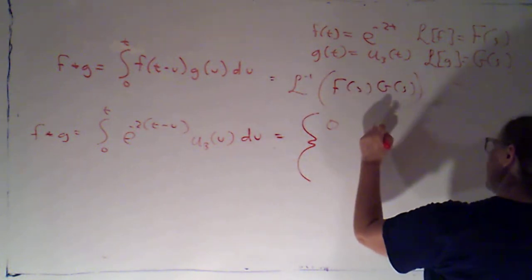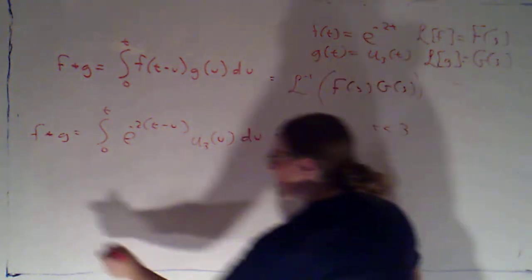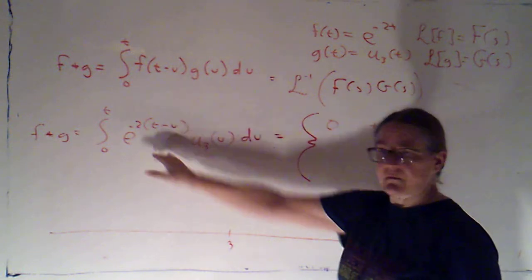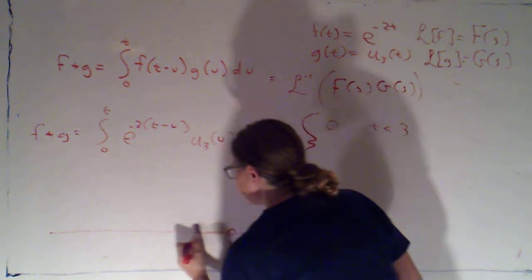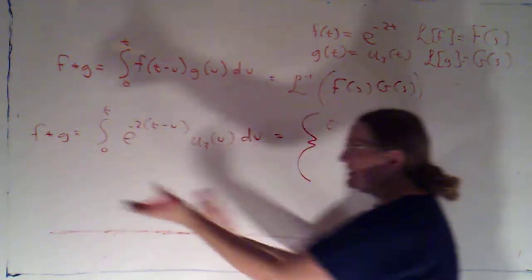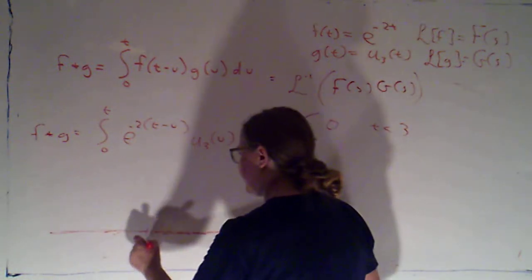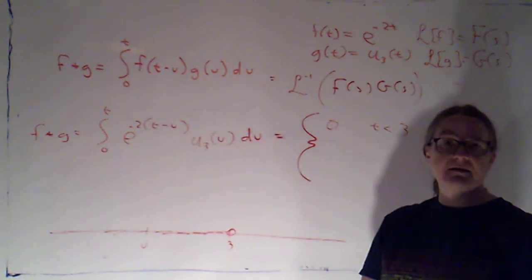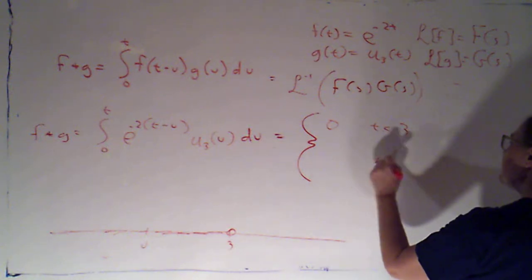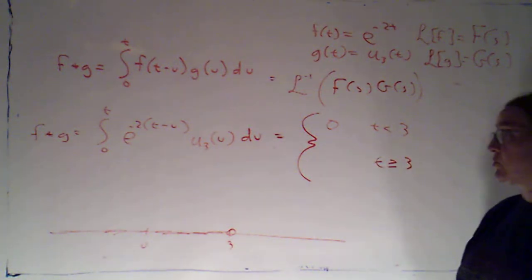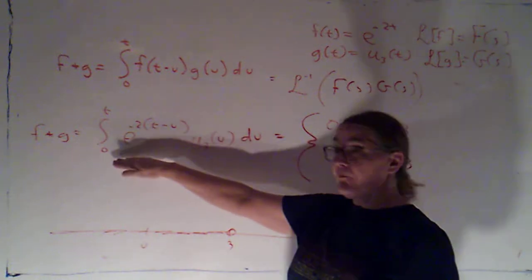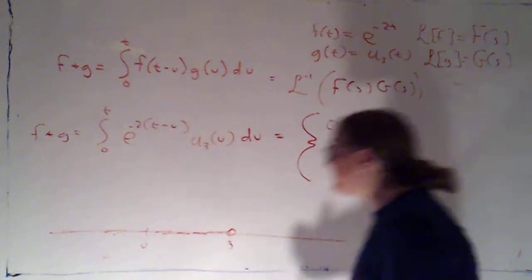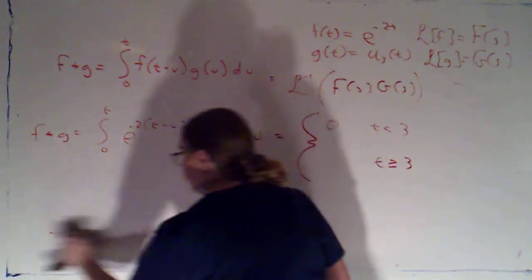So I'm going to have to define this, at least initially, piecewise. I'm just going to get 0 if t is less than 3, because 3 is where I'm turning this on. So if we're less than 3, the Heaviside function is just 0. This is completely turned off. So if I integrate from 0 to t, and t is anywhere to the left of 3, I'm just integrating 0. But if t is bigger than or equal to 3, then there's going to be some portion of this interval where my function is turned on, so I have something non-zero to integrate.